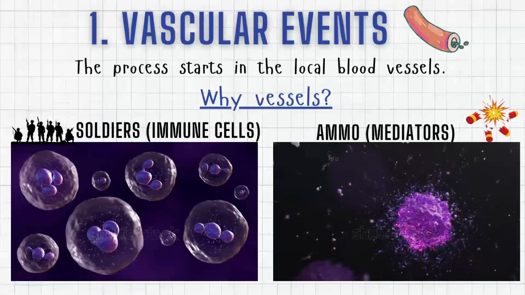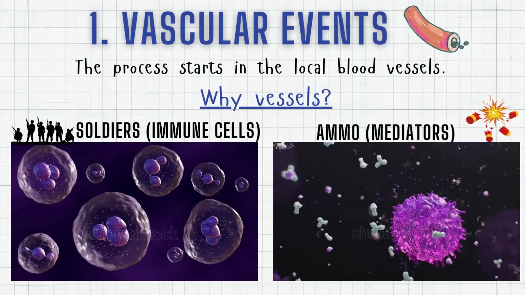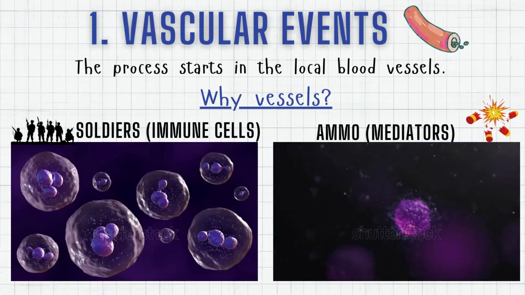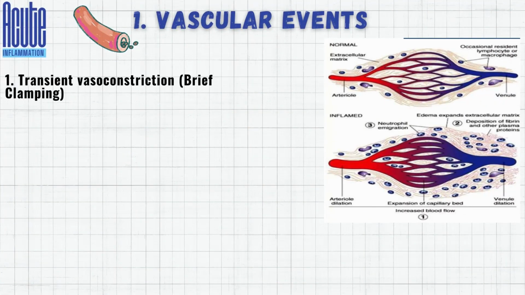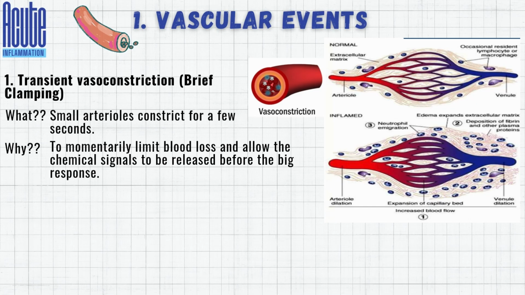The process starts in the local blood vessels. Why vessels? Because the soldiers, that is immune cells, and the ammo, which are the mediators, are in the blood. First thing that occurs is the transient vasoconstriction, a brief clamping. Small arterioles constrict for a few seconds. Why? To momentarily limit blood loss and allow the chemical signals to be released before the big response.